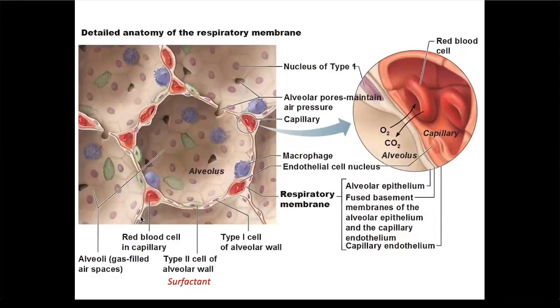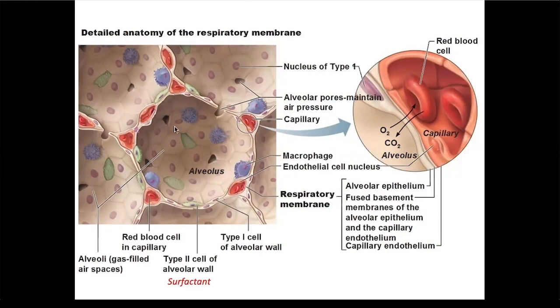Let's look at the respiratory membrane. Recall that one of the functions of the respiratory system is gas exchange, where oxygen and carbon dioxide are exchanged between the alveoli, the air sacs, and the pulmonary capillaries. This is an illustration of an alveolus.